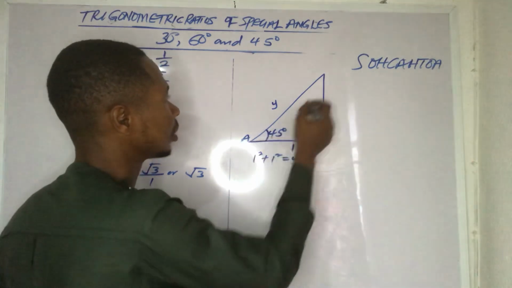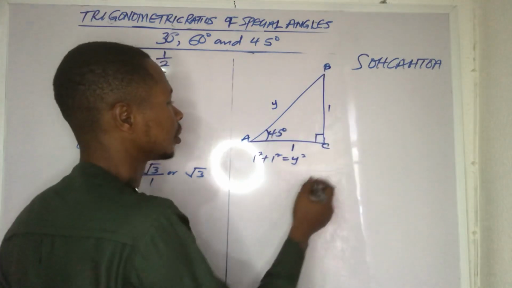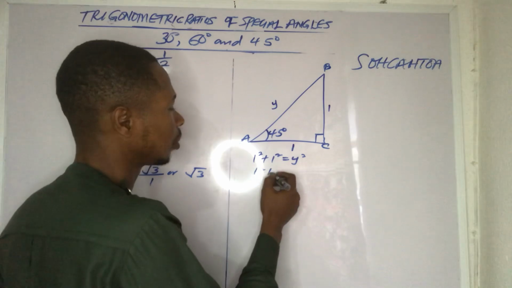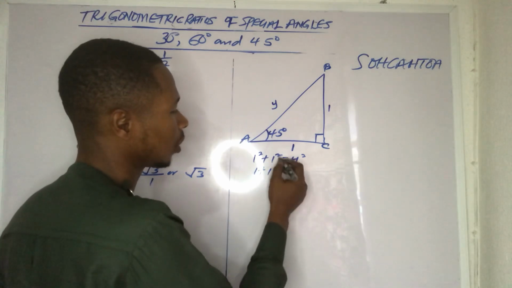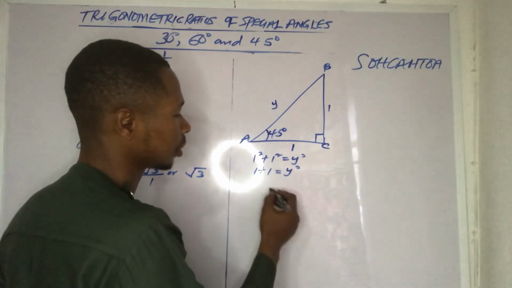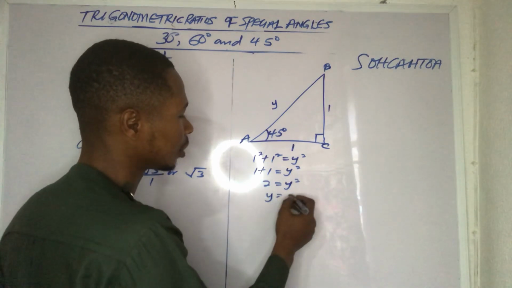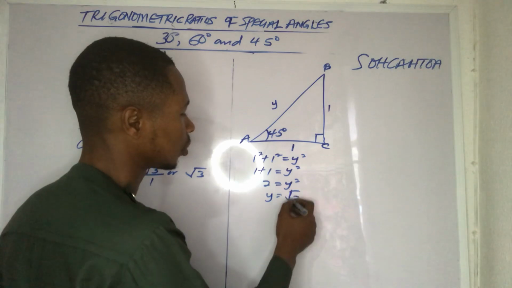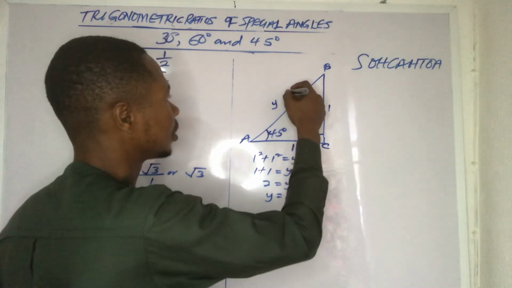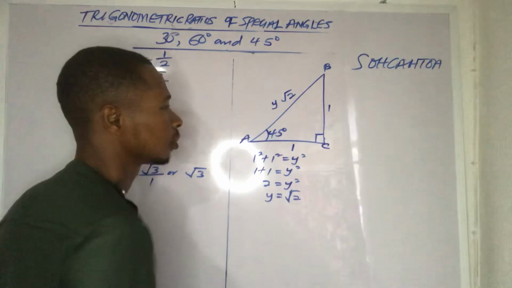If this is A, B, and C, then 1 squared is 1, 1 squared is another 1. You have y squared. Then you have 2 is equal to y squared. Then my y should be square root of 2. So this side is square root of 2.